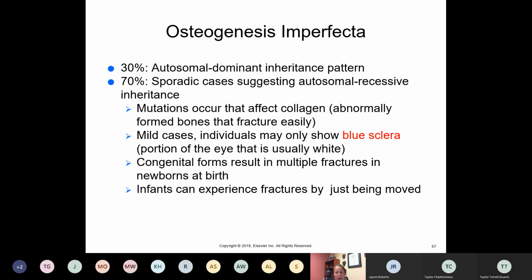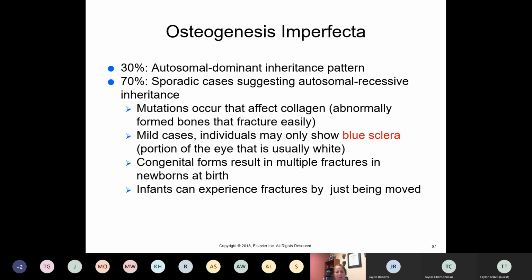Osteogenesis imperfecta. 70% of these cases are sporadic, so it suggests that it could be a recessive trait, and only 30% show a dominant. So 70% of them exhibit this recessive inheritance, and only 30% are dominant. Mutations occur that affect the collagen, which leads to abnormally formed bones that can fracture easily.